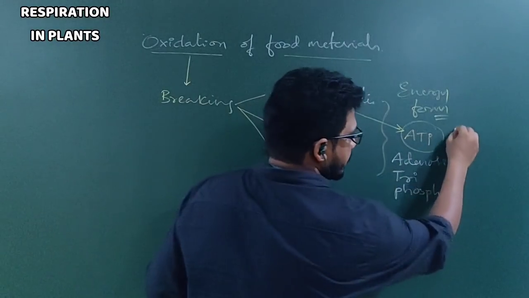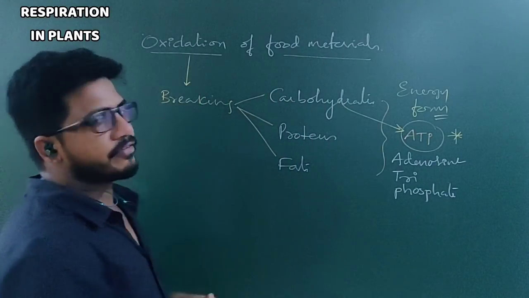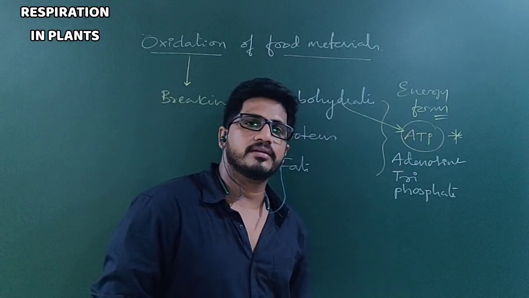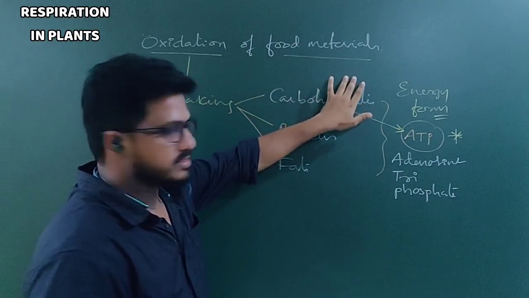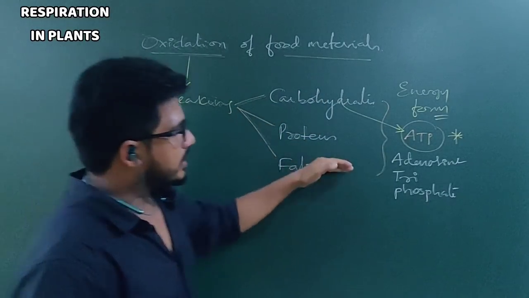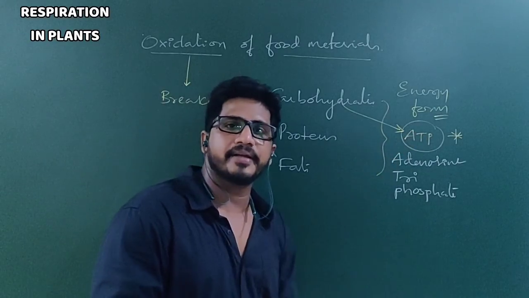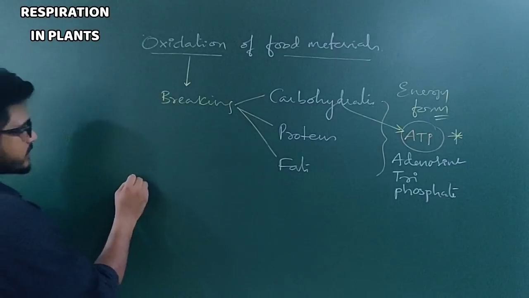Energy in which form? ATP form. ATP means what? Adenosine triphosphate. So that is the definition of respiration. Define respiration: oxidation of food materials such as carbohydrates, proteins and fats resulting in energy in the form of ATP is called respiration.